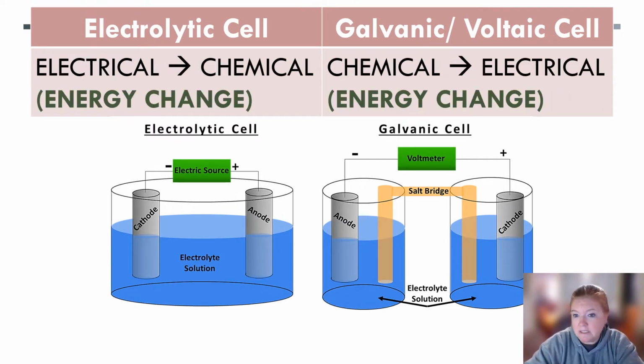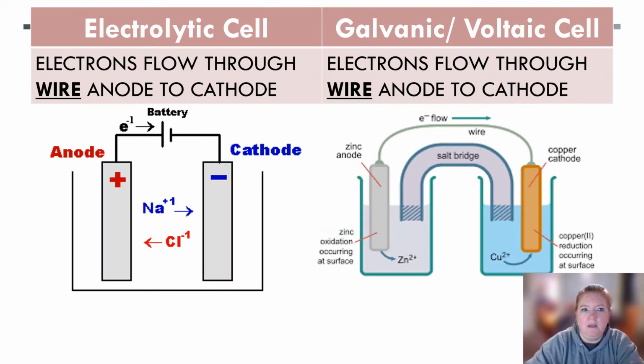In an electrolytic cell and a voltaic cell, the energy change is different. In an electrolytic cell, it changes from electrical to chemical, and in galvanic or voltaic, it's the opposite, chemical to electrical. In an electrolytic cell and a voltaic cell, doesn't matter, the electrons always flow through the wire from anode to cathode. 100% of the time, electrons flow anode to cathode through the wire.